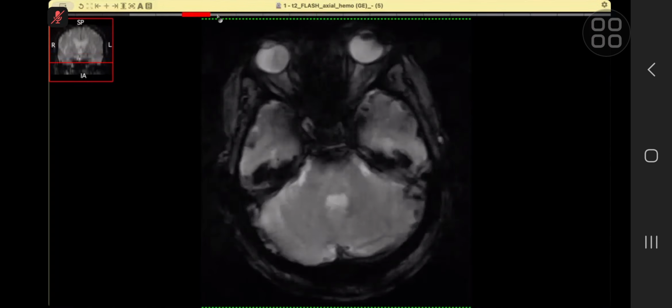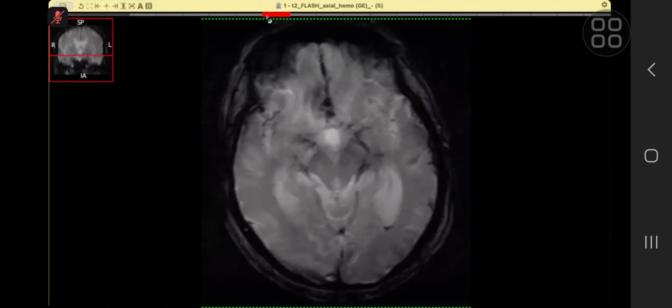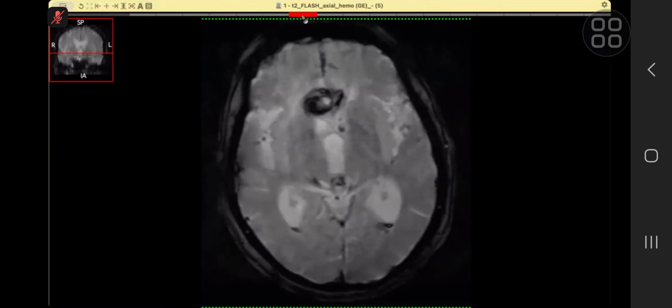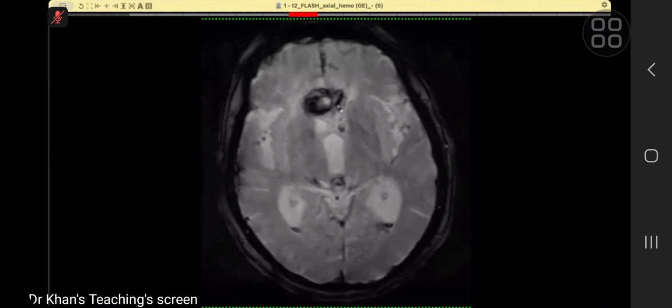On looking at the SWI images, just conclude the case. If you want to see anything else, ask, or just conclude the case. So on looking at the SWI images, this hemorrhage appears to be in continuation with the right anterior communicating artery. I would therefore say the probability of a ruptured aneurysm is more likely than a hematoma.